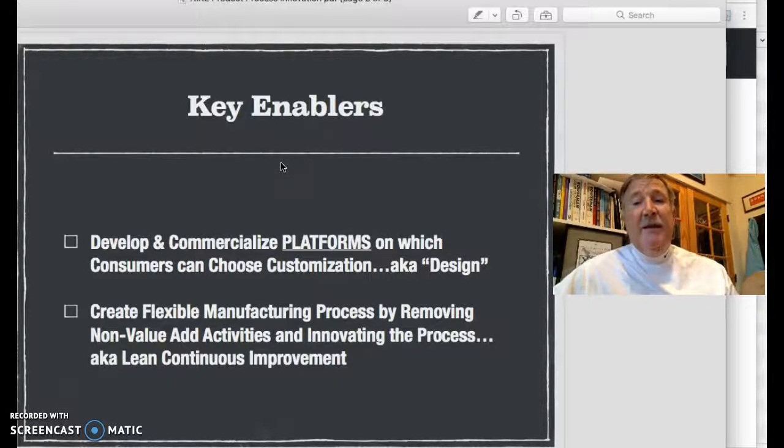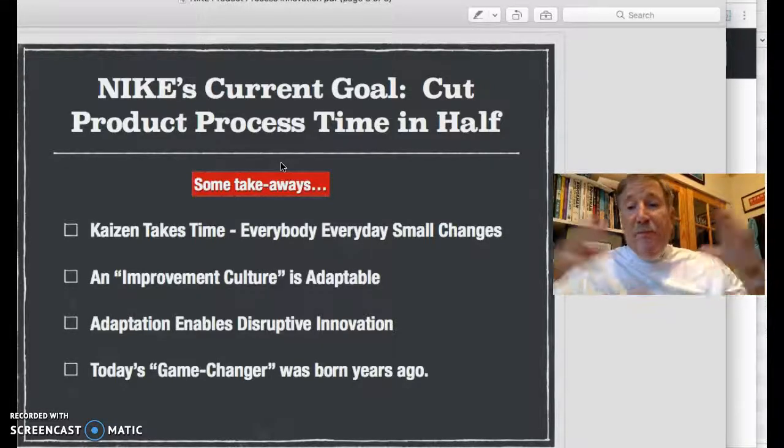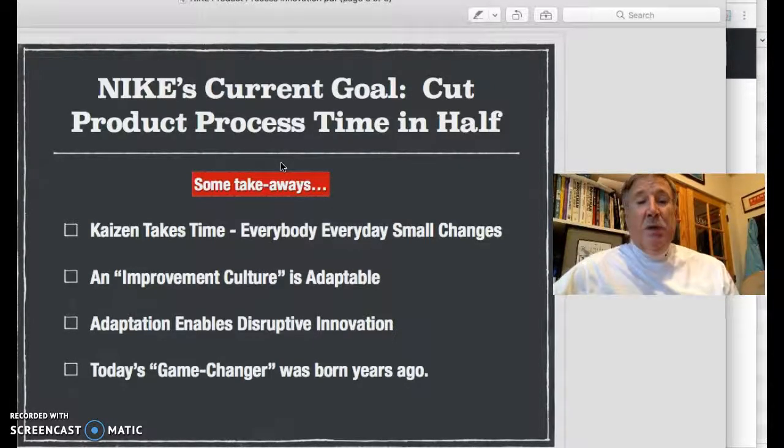By 2008, when I left Vietnam, we were able to process Nike ID orders every day and have them ready to ship the next day. But that didn't come overnight. That came from an ongoing process of improving the process and challenging the process to do more than what was required immediately, looking to the future of mass customization. And now I read in the paper that Nike's current goal is to cut their big bulk product process in half.